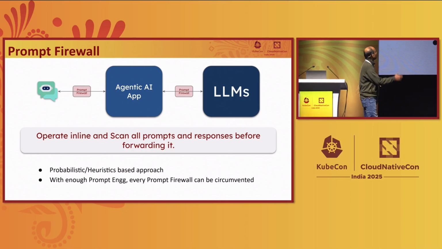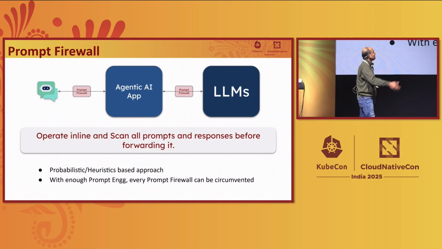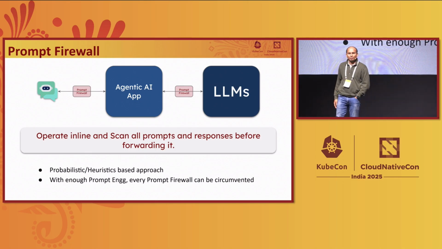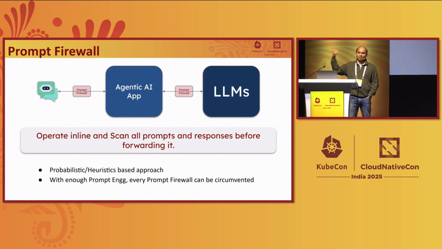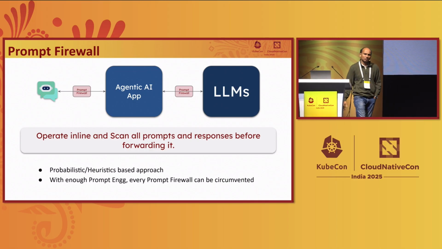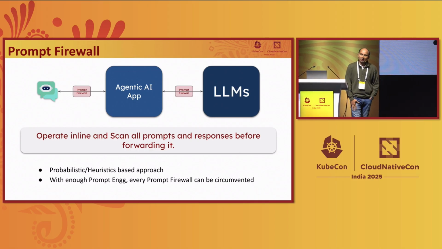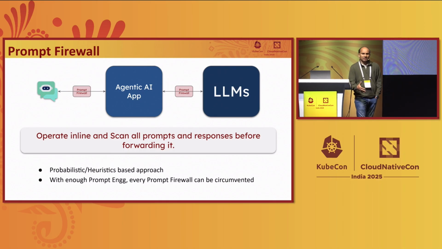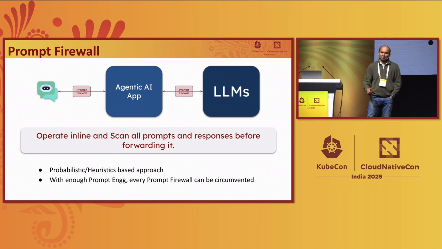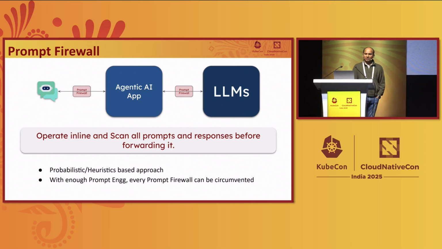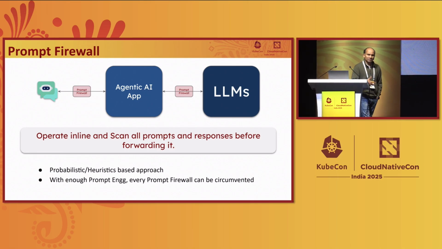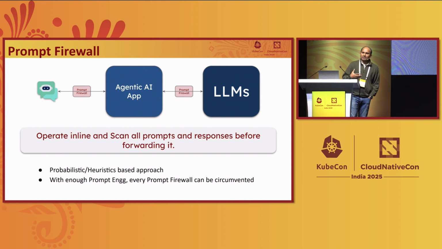Prompt firewall, a simple example here. You have chats, you have agentic AI applications. You can deploy a prompt firewall in 2 different places. One is where the users are sending the prompts, or where the agentic AI applications are sending the prompts to the large language models, or you can place it in both places, because in some cases the agentic AI applications might tweak the prompt that is sent to the large language models. But it's your choice. So it operates inline and scans all the prompts and responses before forwarding them. It's a probabilistic, heuristics-based approach, and it falls short, right?